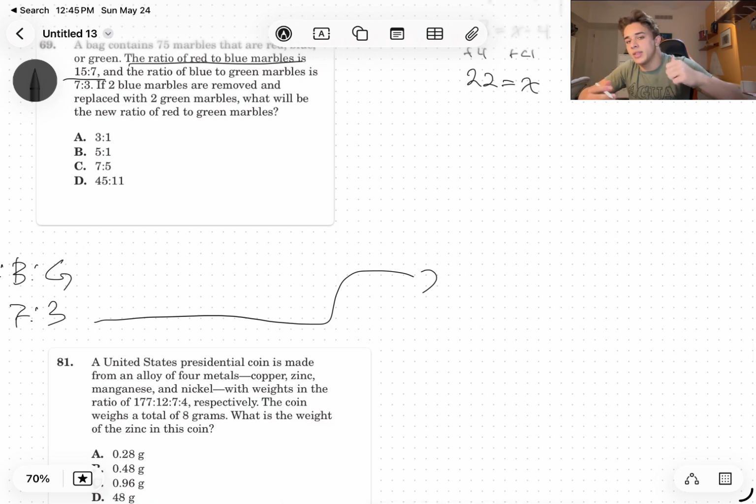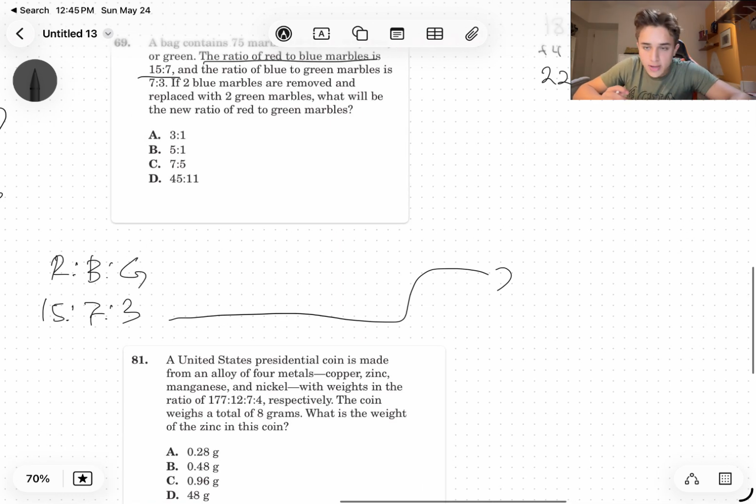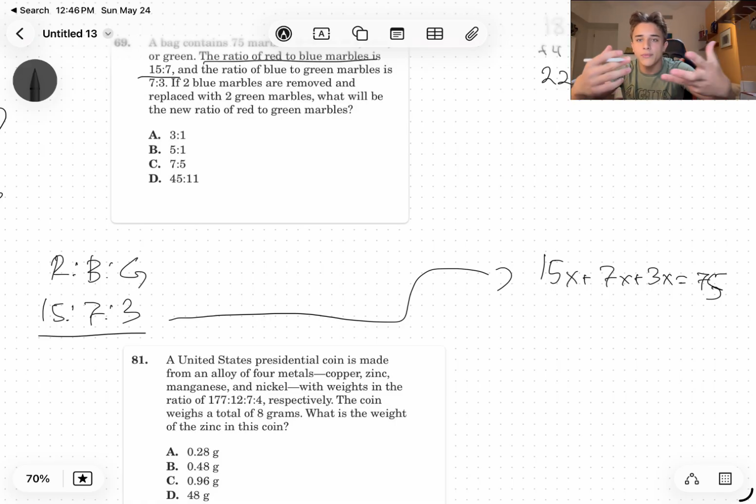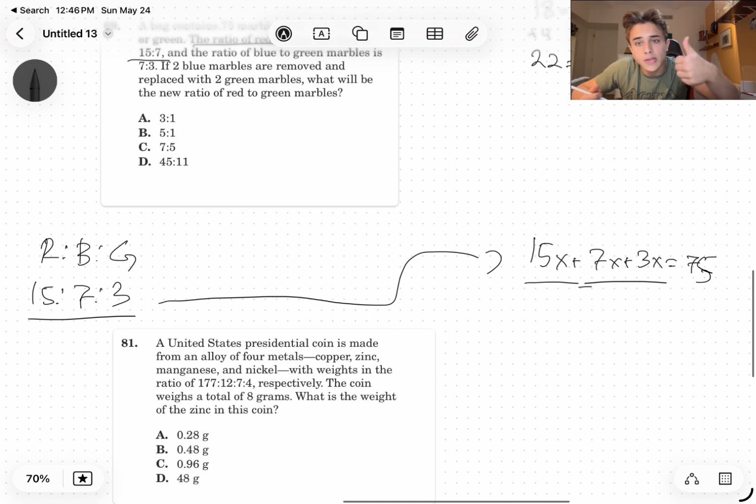Now we need to solve for the actual amount. So we know that 15x plus 7x plus 3x equals 75. This comes from the fact that this is what it means for the red, the blue, and the green to be 15 to 7 to 3. We don't know how many of them there are, but we know how their amounts relate to one another. So for every 15 red marbles, there are 7 blue marbles and 3 green marbles. That means each amount can be equal to its value for some value of x. And now we just need to solve for what x is.